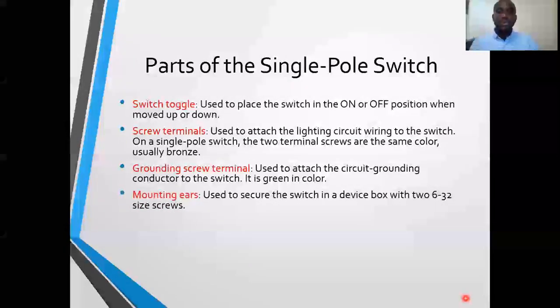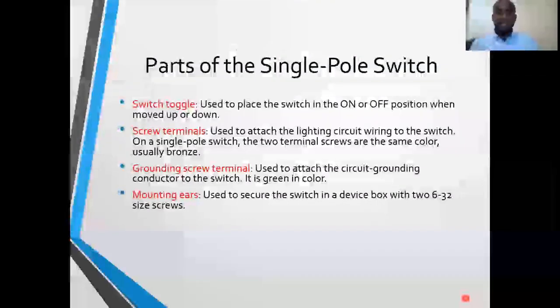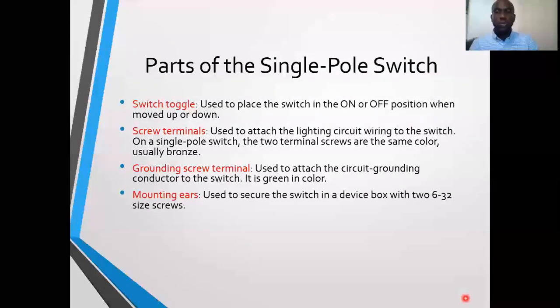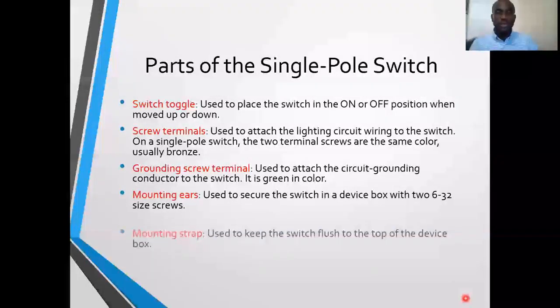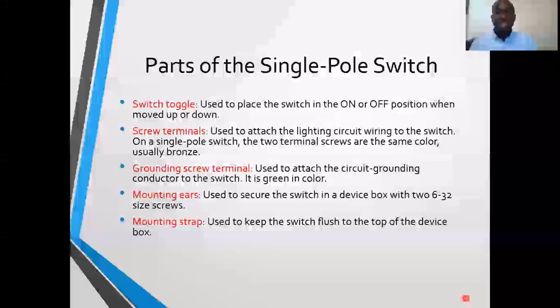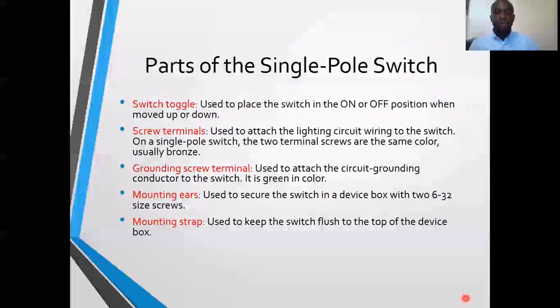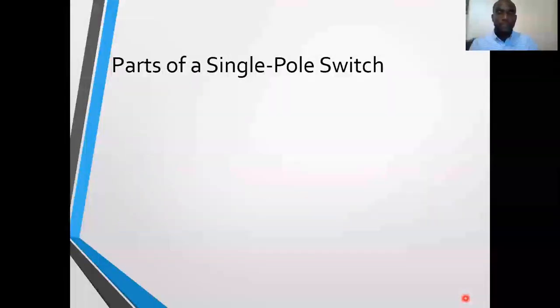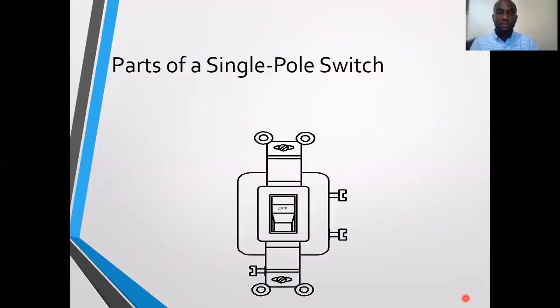Mounting ears, used to secure the switch in a device box with two 6-32 screws. And mounting strap, it is used to keep the switch flush to the top of the device box. Without these, the switch would not work properly. So as we look at the parts of the single pole switch on the switch itself, mounting ears. They look like ears and they're at the top, and also at the bottom of the switch.